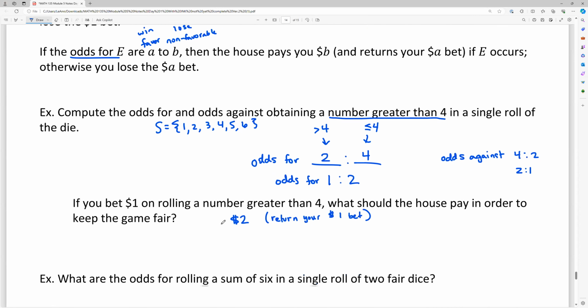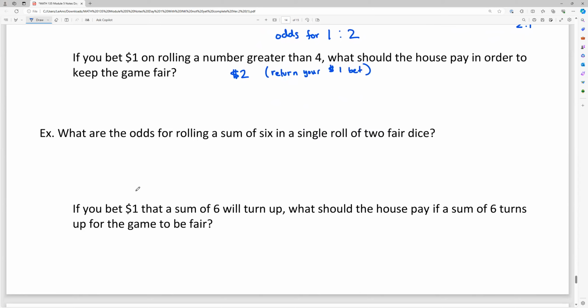Okay. All right, what are the odds of rolling a sum of 6 in a single roll of 2 fair dice? Remember, we broke this down in class, so I'm going to really quickly just do it. We had the dice where you roll 1-1, 1-2, 1-3, 1-4, because remember we're rolling 2 dice, 1-5, and 1-6.